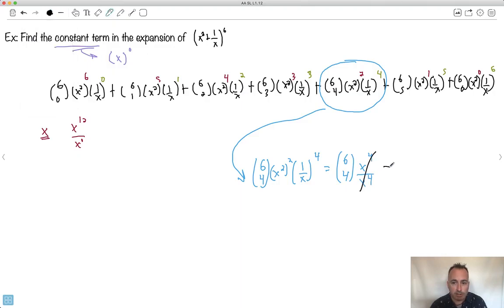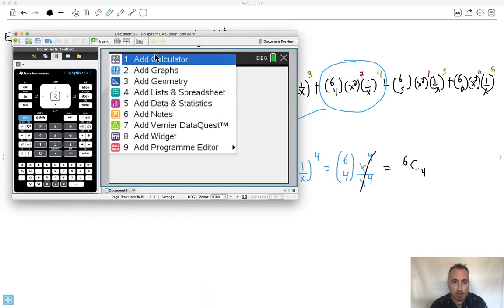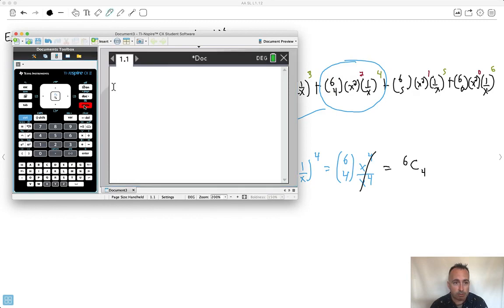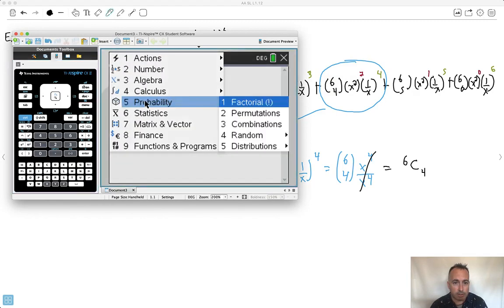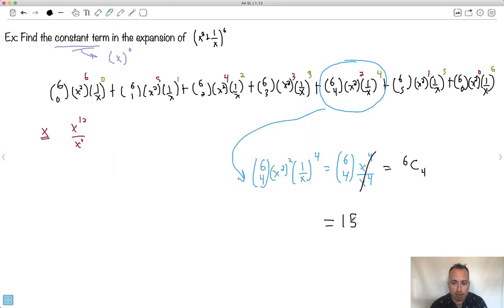So I just need to know what is 6C4. Now I could do this without a calculator if I wanted to, right? I could use that formula, or I could just use a calculator. It depends on if I'm allowed one or not. Let's say I am allowed a calculator, then I'll just do it like this. I go to menu, I go to probability, I go to combinations, and I say 6, 4. This way I didn't have to do Pascal's triangle. So now then the answer is just 15, and I'm done.